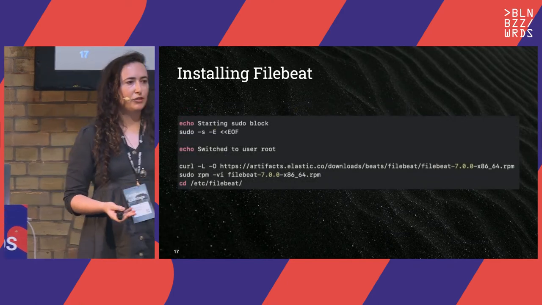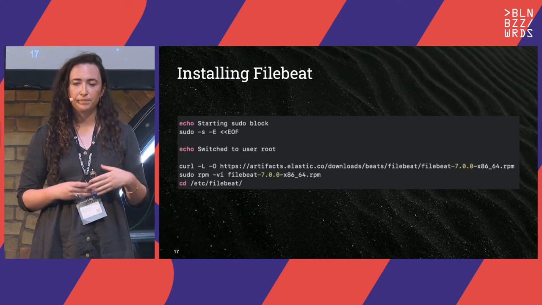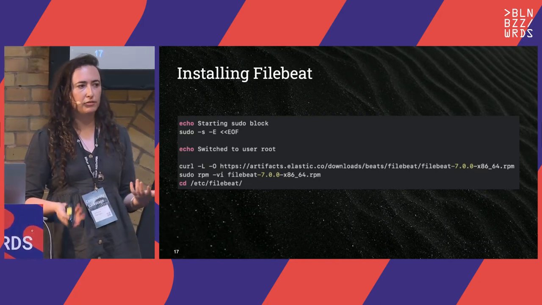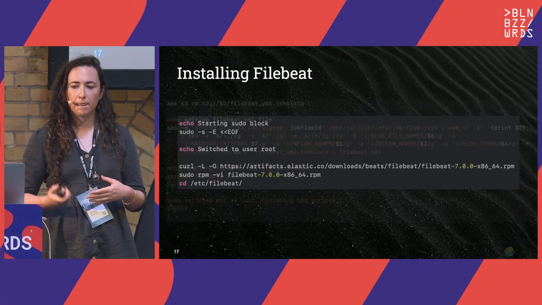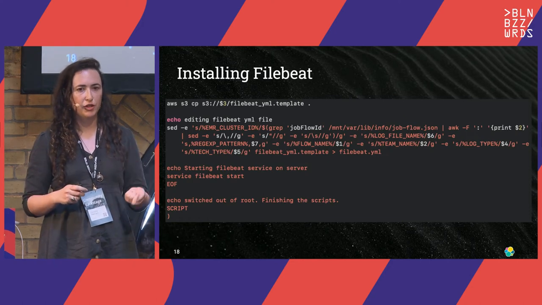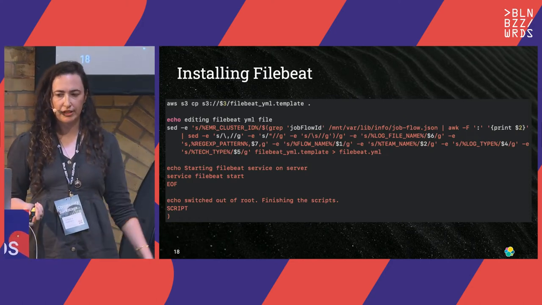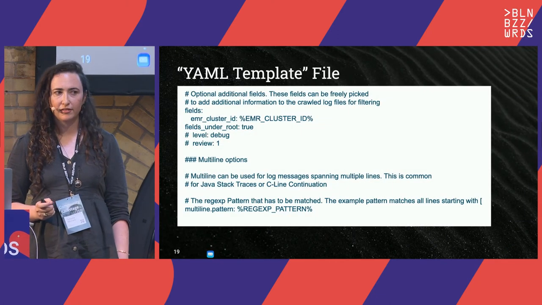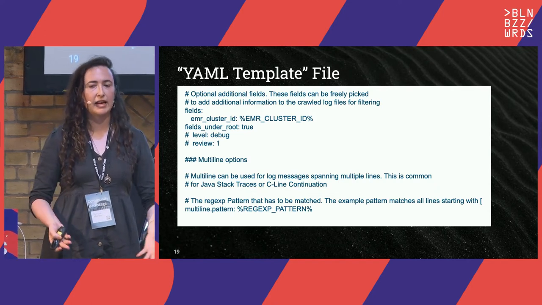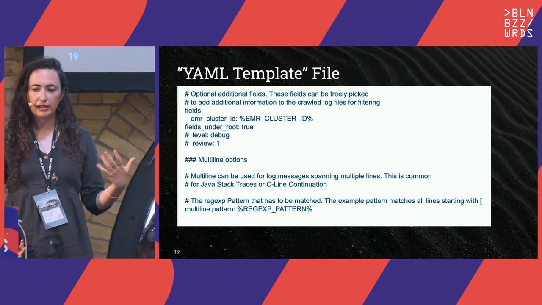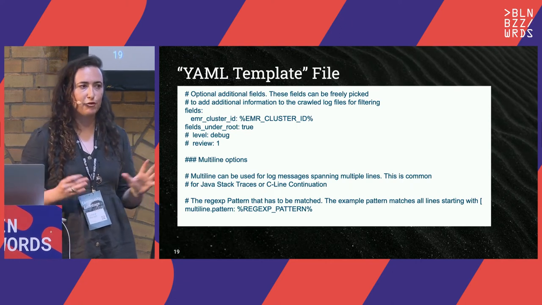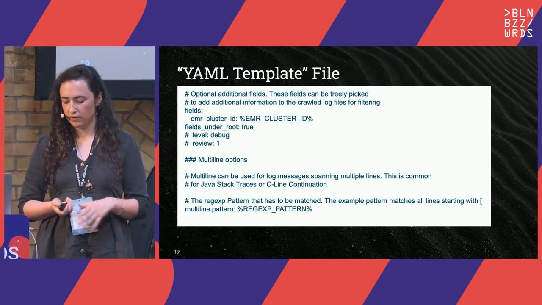Cool. So now all we have to do is just download and install filebeat, and then actually configure it. All Elastic products are configurable using YAML files. And what we're actually doing is just using a sed command on this template YAML file in order to configure it with those configuration variables we've received. So a template file would look exactly like this. And if I can draw your attention to that EMR cluster ID, that's exactly one of these future variables. And if I can draw your attention to the very end, the multi-line pattern, that's exactly that for the legacy. You can parse it in any way you want.